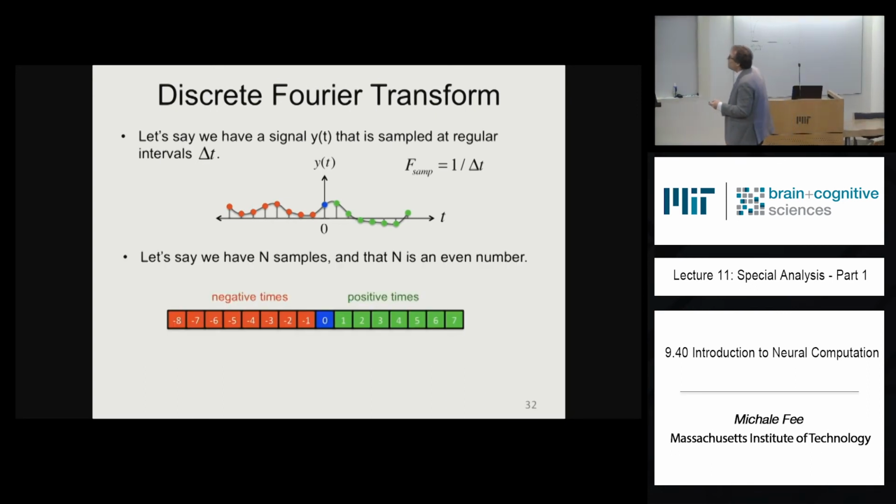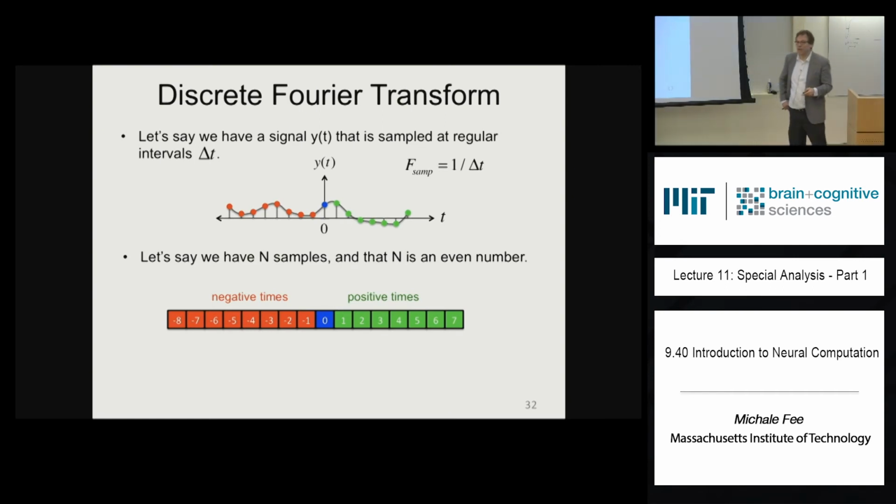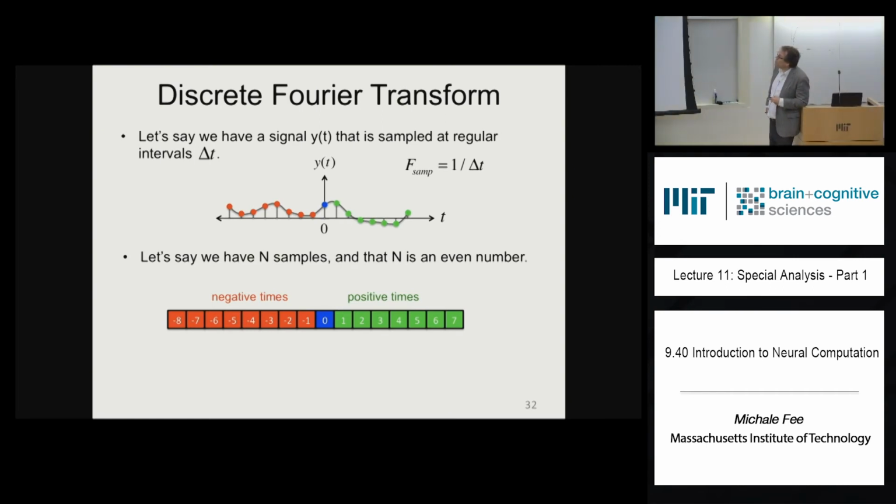So the way this works in the fast Fourier transform algorithm is you just take those samples and you put them into a vector in MATLAB. Just some one-dimensional array. Okay.